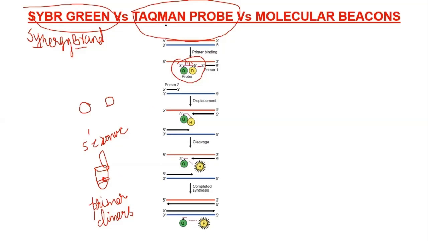And in case of TaqMan probe, since you have a specific probe that is complementary to your target DNA, such nonspecificity can be avoided. So whatever signal comes out is directly from the amplicons. Even if there are primer dimers present, they will not be highlighted here.